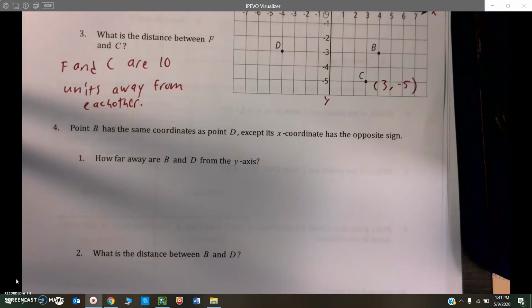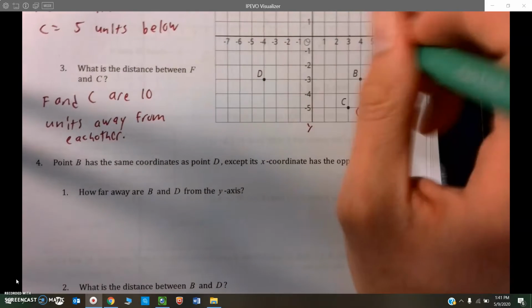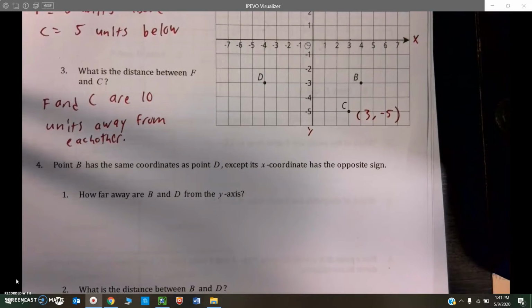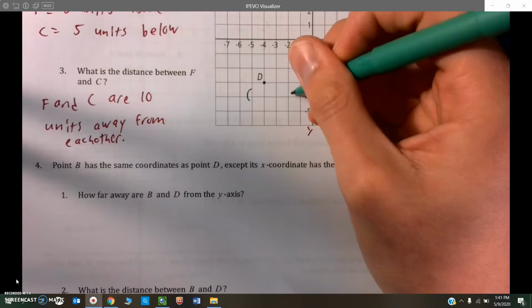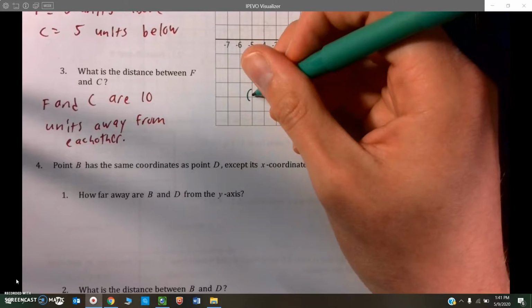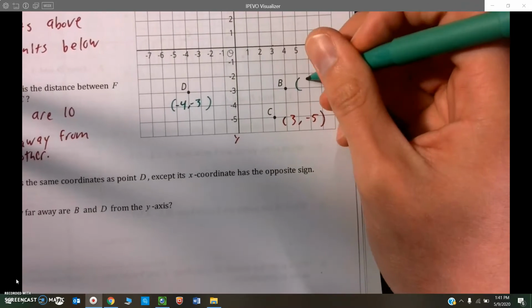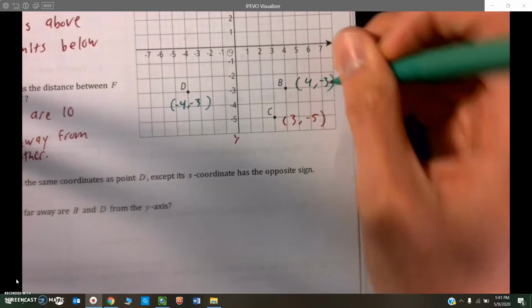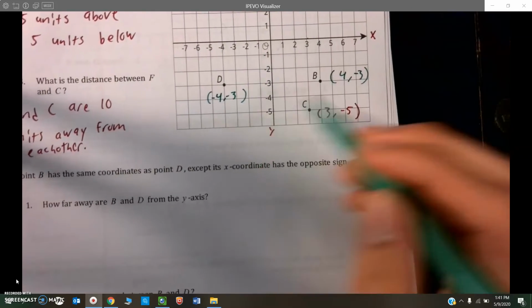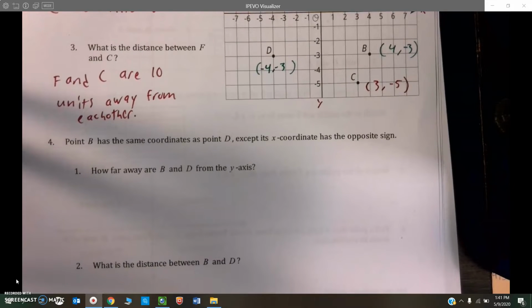Alright, so for number 4, point B has the same coordinates as point D, except its x-coordinate has the opposite sign. So B and D are actually already plotted for us. Let's just go ahead and write their coordinates. So D is 4 left, 3 down, so (-4, -3). And B is 4 to the right, but still 3 down. So once again, similar looking coordinates, but their x-coordinates have the opposite sign.